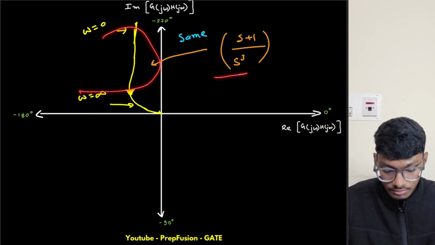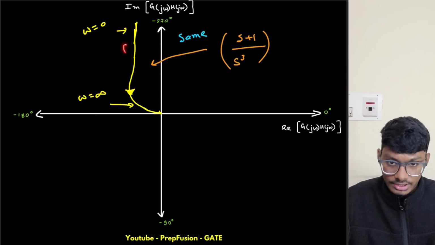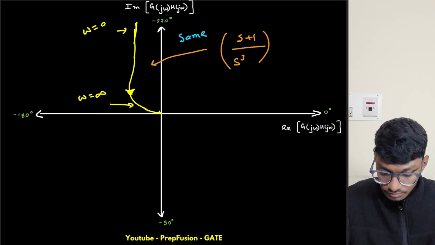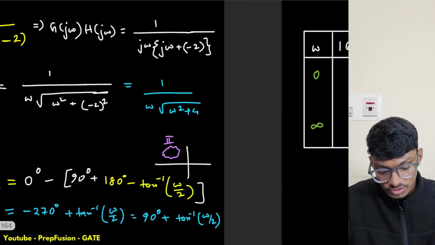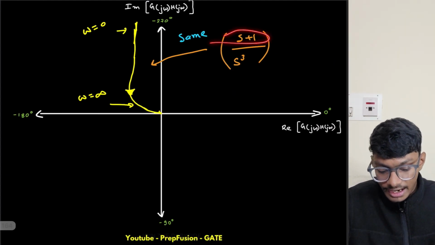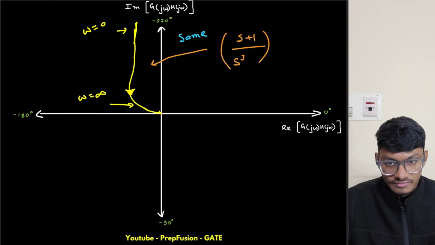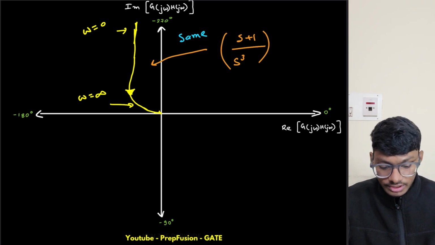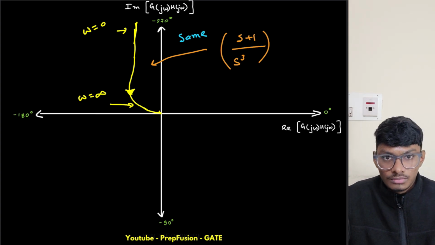It will start at minus 270, or you can say at plus 90. Then slowly the angle will get added. Here also the angle is getting added. So the angle will get added, and it will go to 180 itself. So that is the issue.